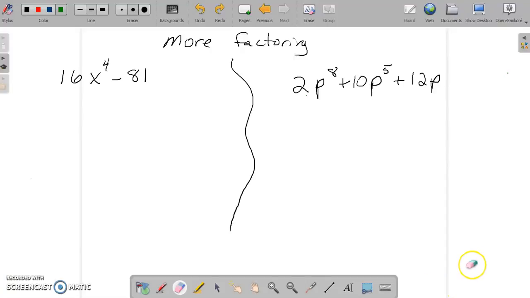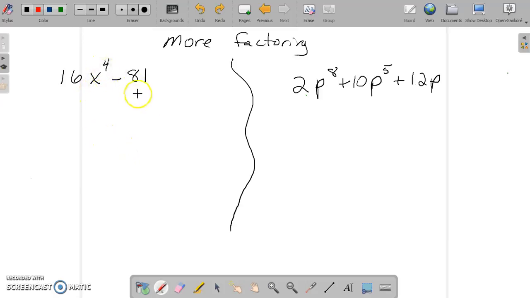Okay, this is video 3 for section 2.4. Some more factoring. This is kind of using what you already should know and just kind of kicking it up a notch.